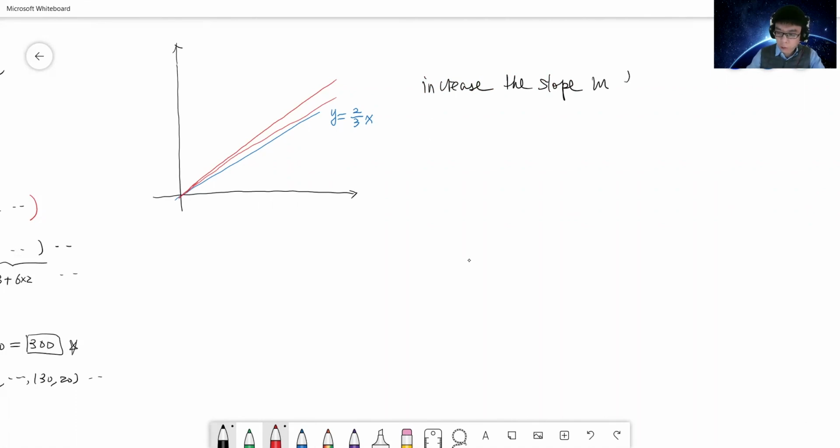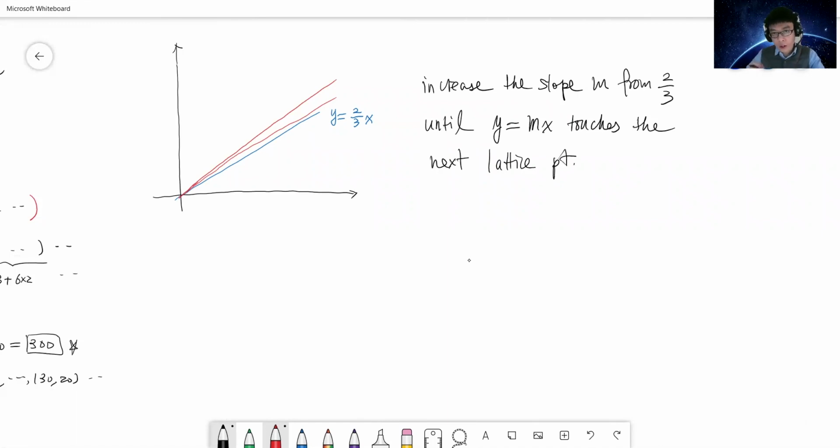Increase the slope from 2/3 until the line touches the next lattice point. So this m will be the limit of the slope because we require exactly 300 lattice points. So we should not include the next lattice point.